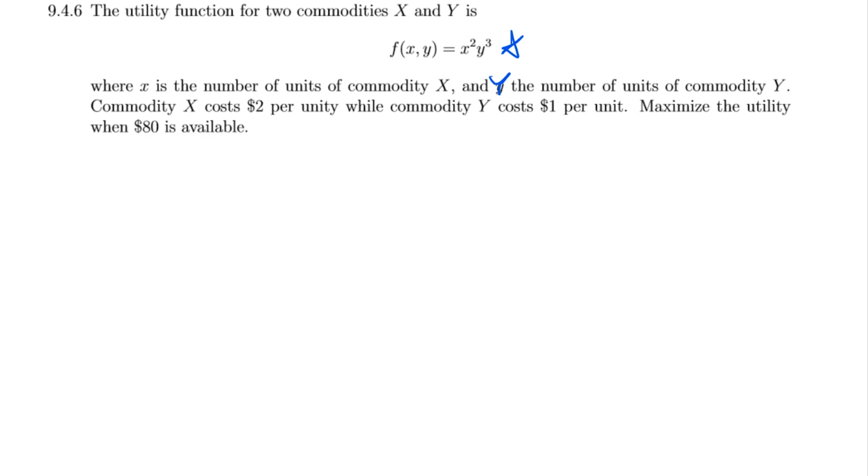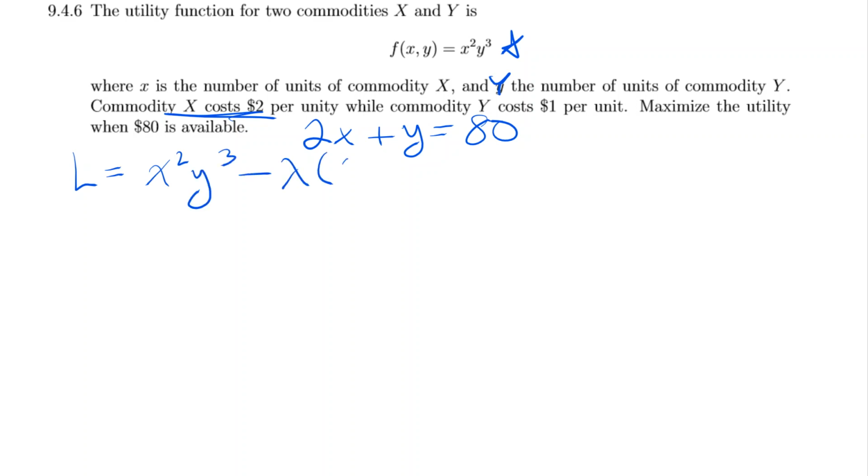So my limitation here is by cost. Notice that x costs more than y, so my cost function would be 2x plus y equal to what I can spend, which is $80. That's going to be my limiter, which makes the limitation upon my Lagrangian. So my Lagrangian equation is going to be x squared y cubed minus lambda times my limiter, which is 2x plus y minus 80. Let's do our derivatives: my x derivative, my y derivative, and then my lambda derivative.